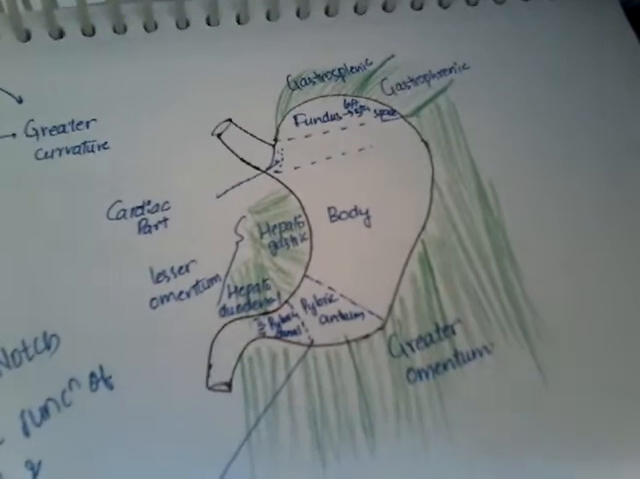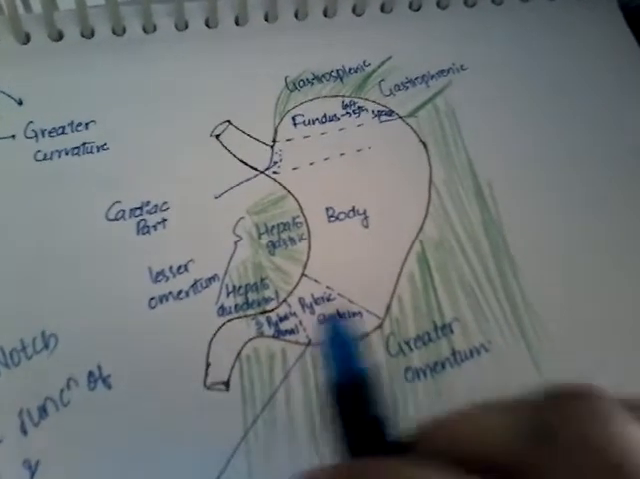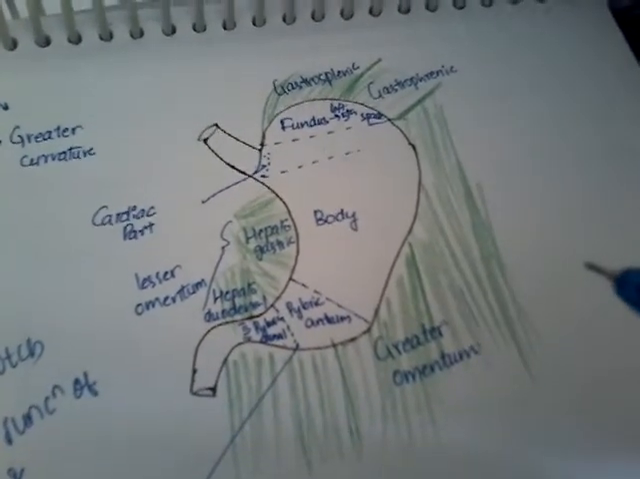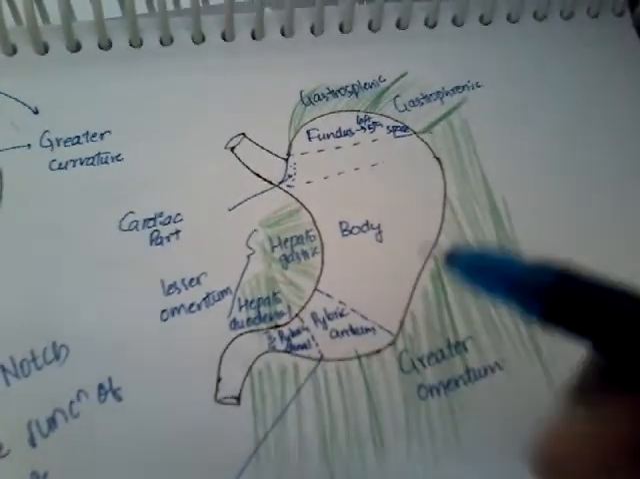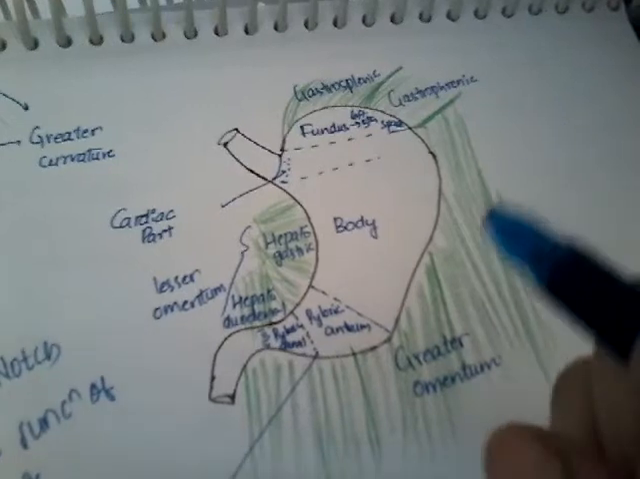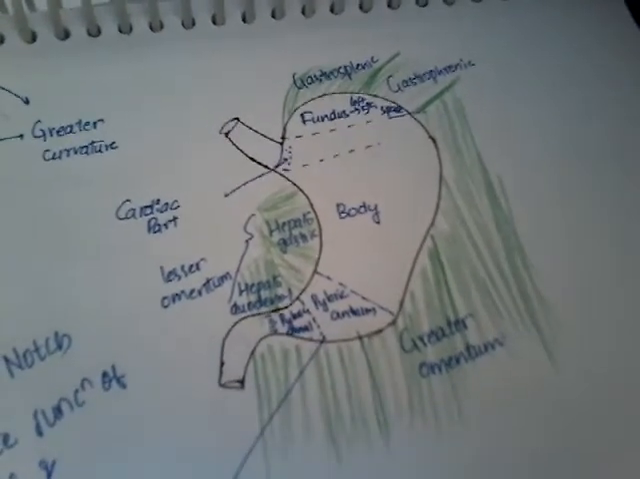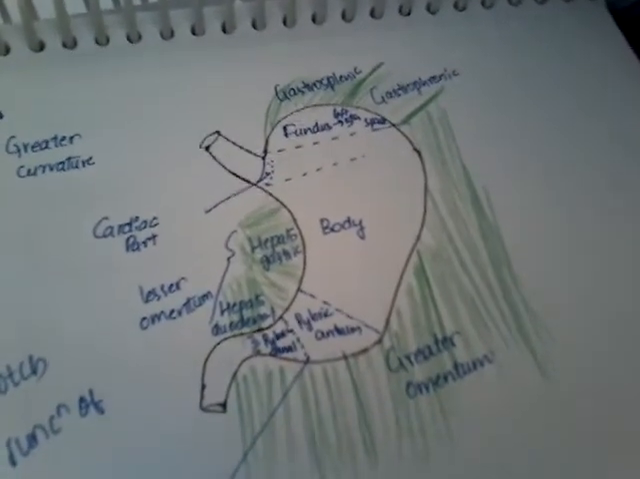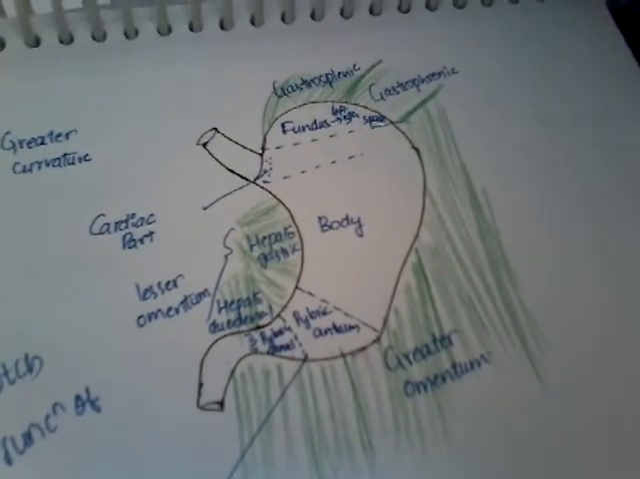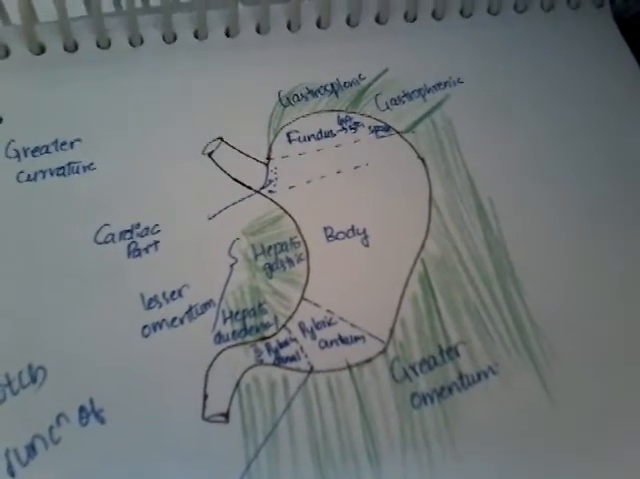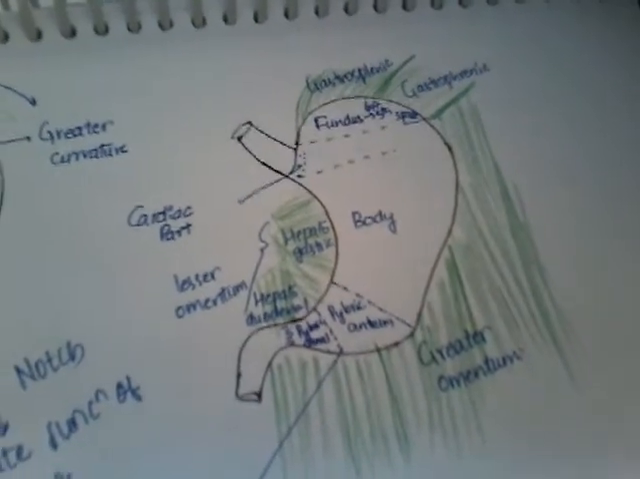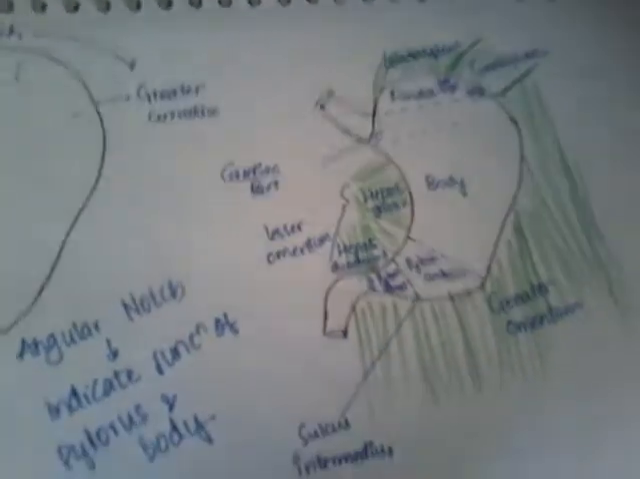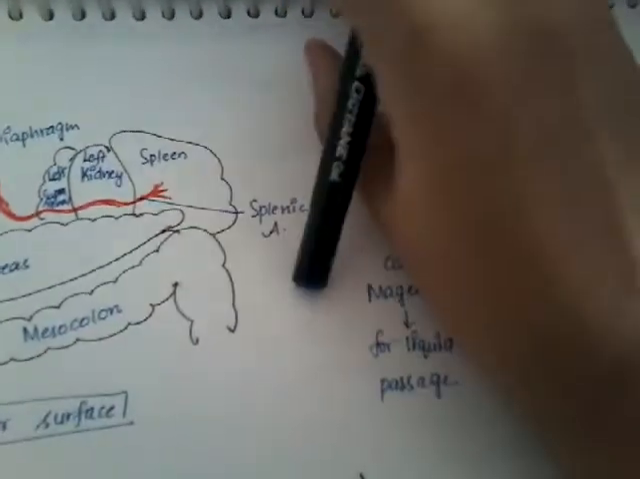So this is about the pyloric part, and there is one more part, which is the pylorus. Here this is the pylorus. It has a sphincter, so it will stop the food from entering from the stomach to the duodenum. So the pylorus helps in controlled entry of food. Okay, so this is about the parts of the stomach.